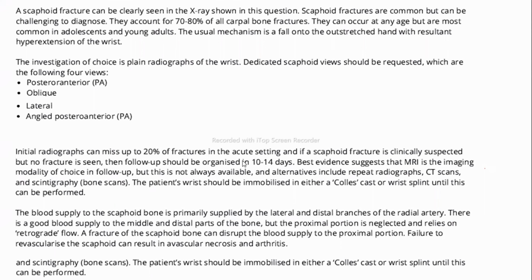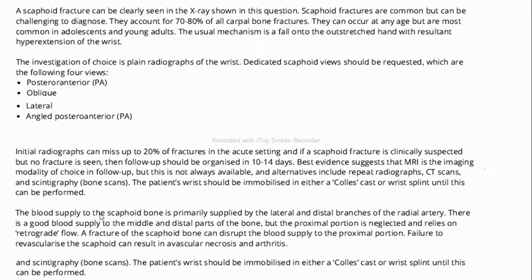If the patient is waiting 10 to 14 days for follow-up, you can do a Colles cast or wrist splint. Yes, okay. Because if you ask him for discharge, you have to splint, right?